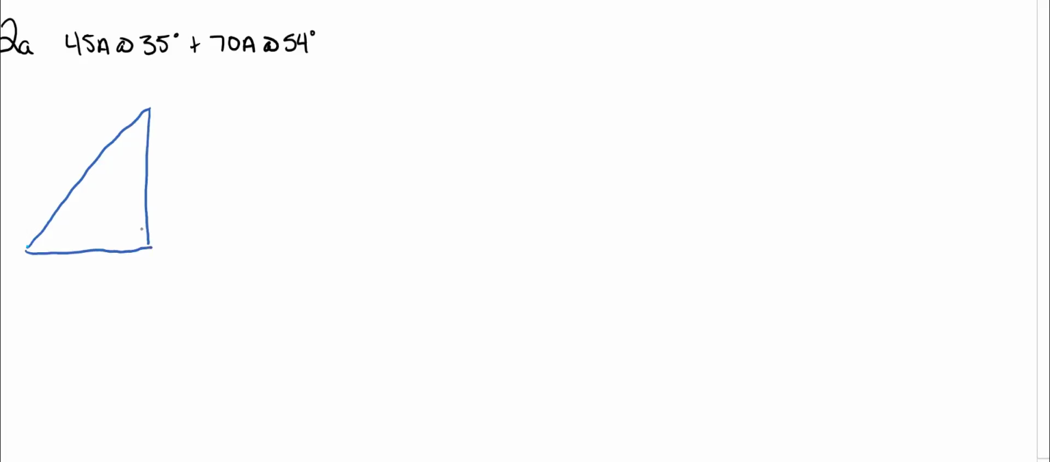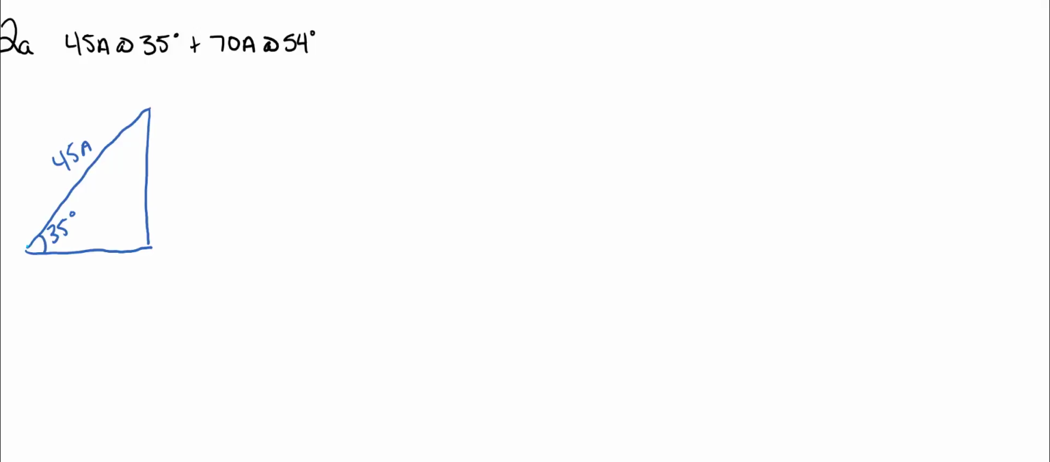gives me two phasors, one of them 45 amps at 35 degrees, plus the other phasor 70 amps at 54 degrees. So what do we do? First, we need to plot each of these phasors onto their individual triangles. And here's triangle number 1. Has a hypotenuse of 45 amps and an angle of 35 degrees.